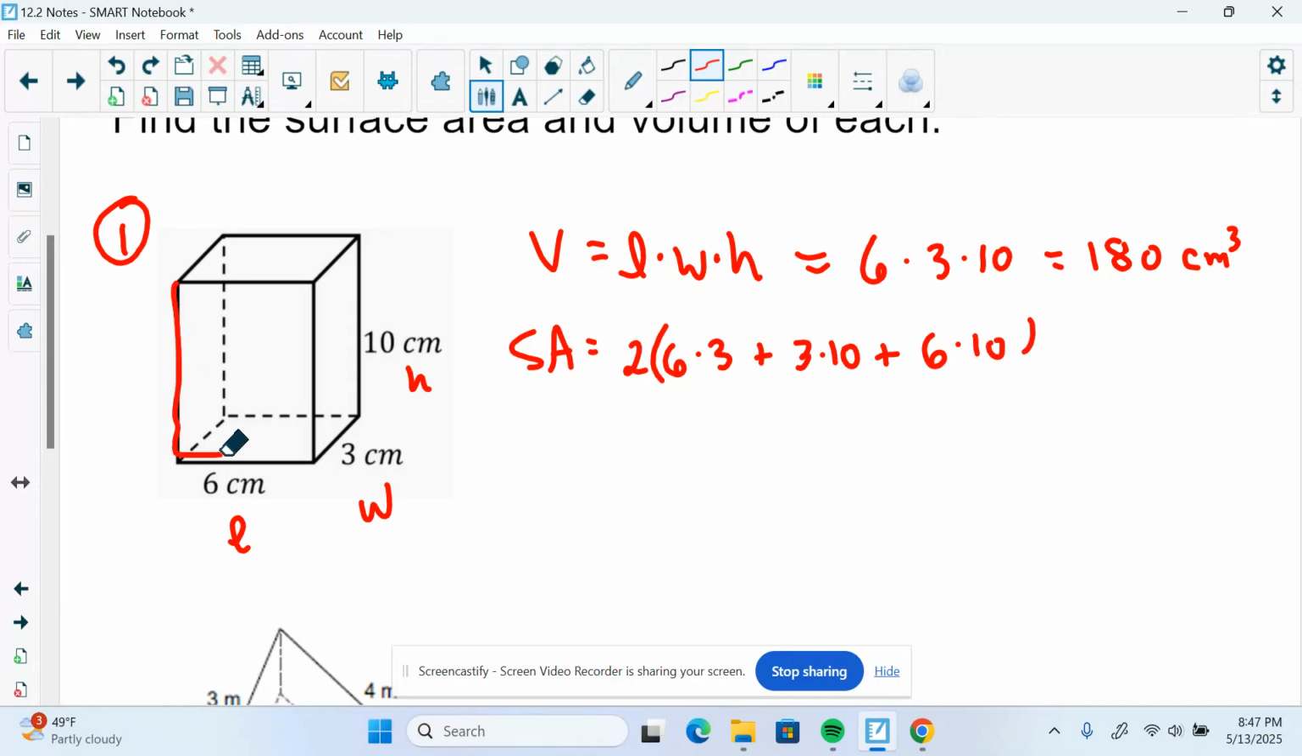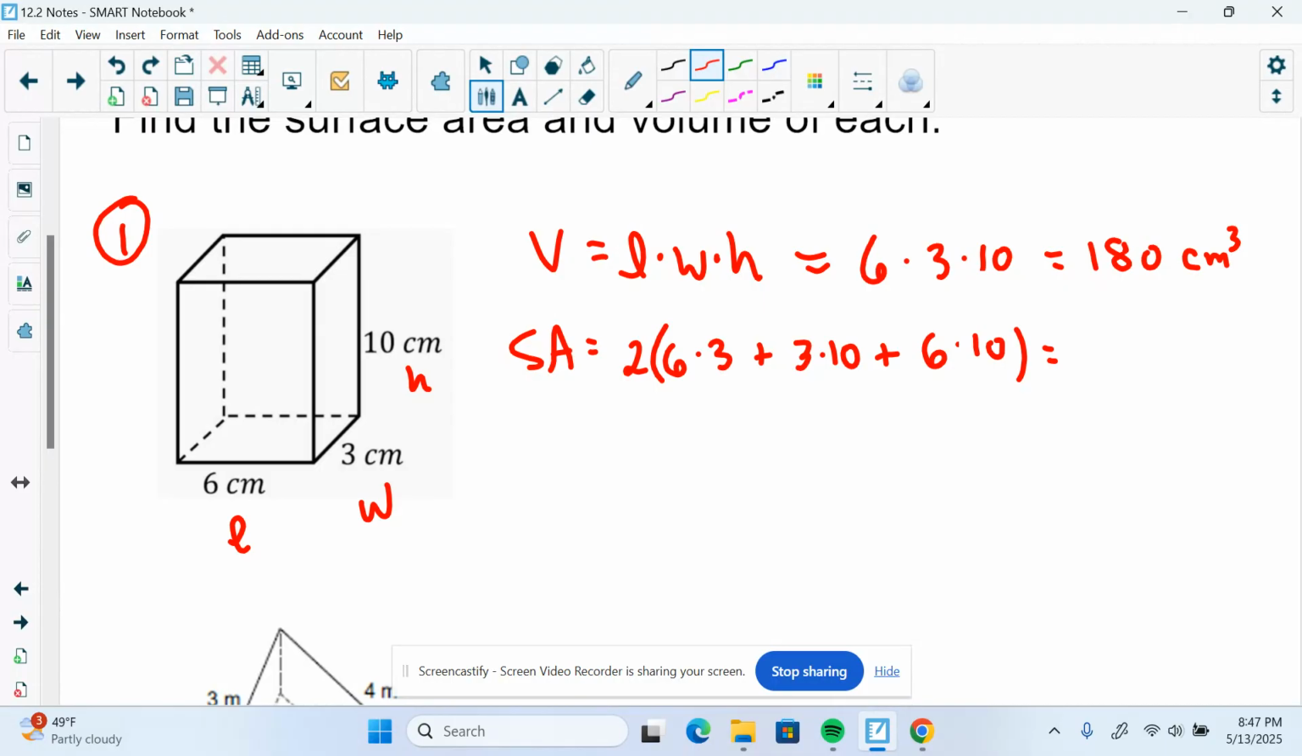This front one is 6 by 10. Okay, and so is the back one. All right, and then we do that calculation. Oops, almost lost it. We do that calculation, and let's see, what do we have? I need to grab a calculator.